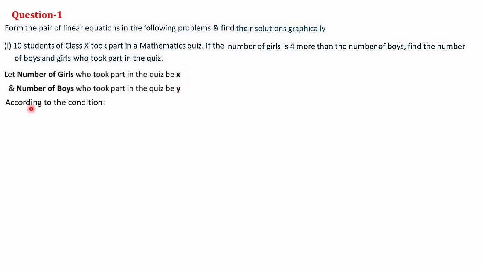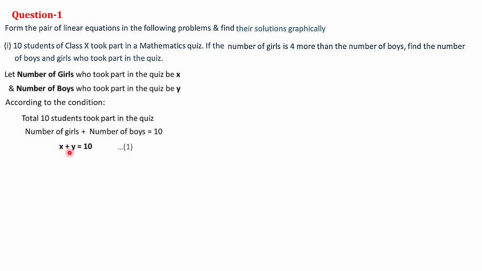Then according to the condition, a total of 10 students took part in the quiz. That is the first part: 10 students of class 10 took part in the mathematics quiz. So here there are x number of girls and y number of boys. So total means x plus y. Number of girls plus number of boys is equal to 10. Number of girls we have taken as x and the number of boys we have taken as y. x plus y is equal to 10. Label it as equation number 1.